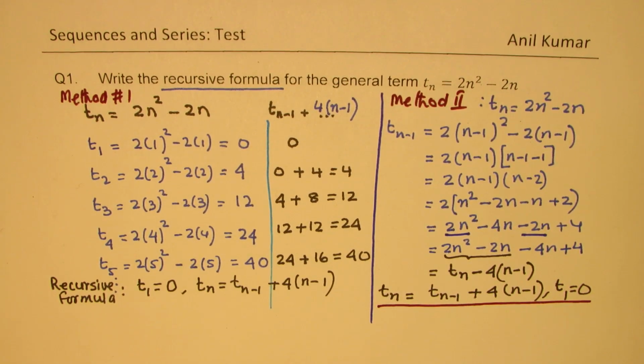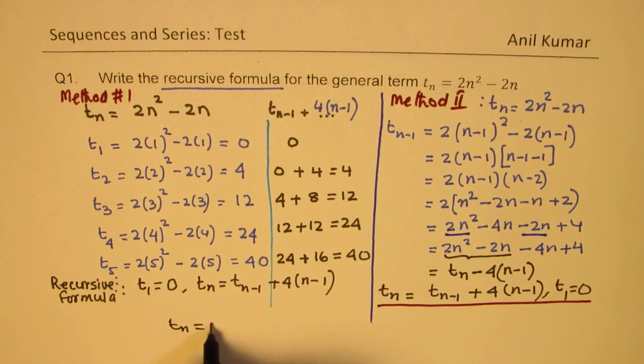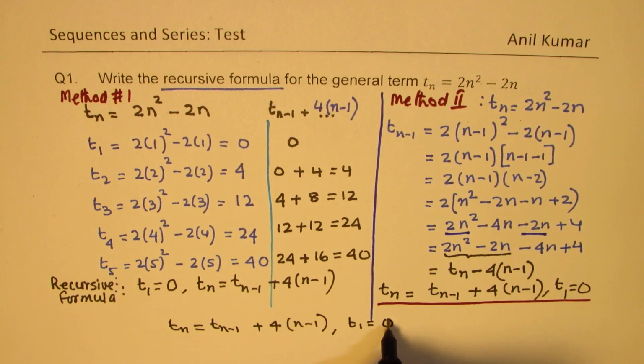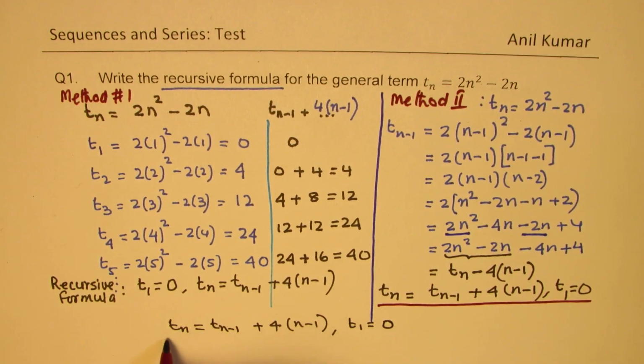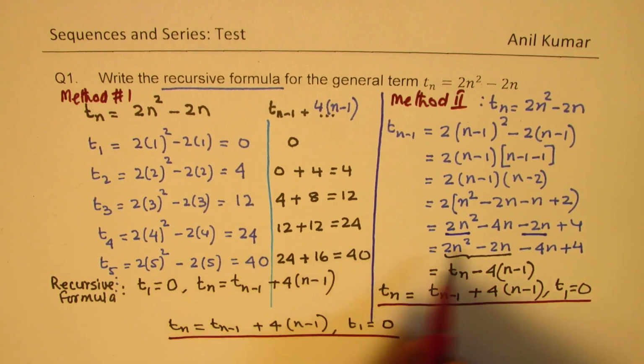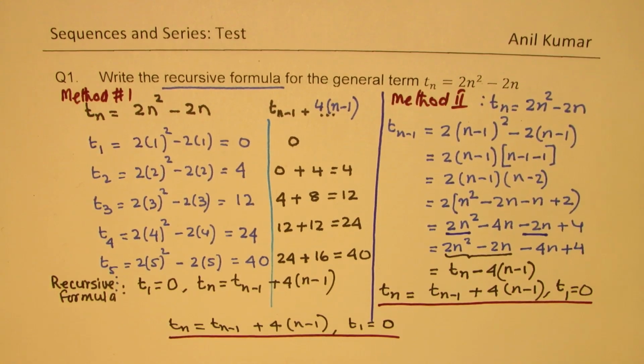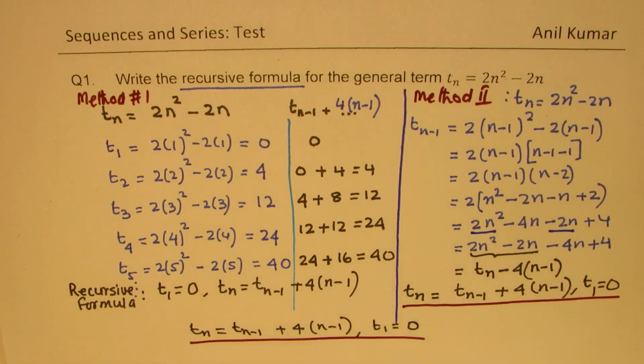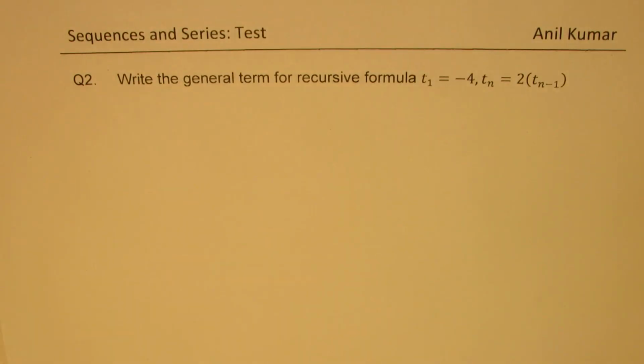So finally, we do get our answer, and we can write down the answer, which is tn equals tn minus 1 plus 4 times n minus 1, where t1 is equal to 0, correct? So that is how you can adopt any one of these methods and get your result. So I hope the concept is absolutely clear. Now let's move on and take the next question.